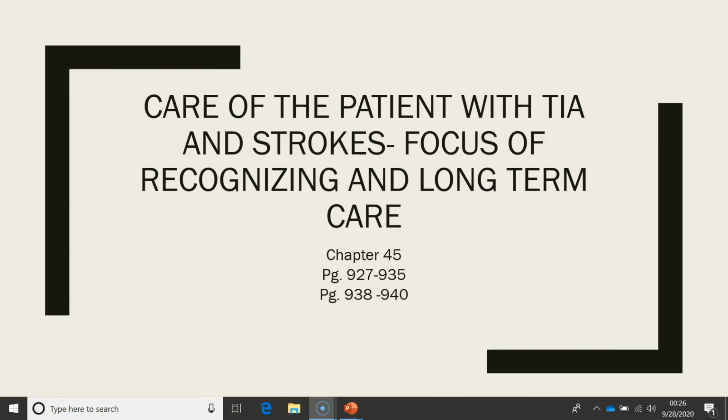Hello, and today we're going to talk about care of the patient with a TIA and strokes. We're going to focus on being able to recognize both a TIA and stroke and the long-term care of patients who have suffered a stroke. We're going to be in chapter 45, but we are only covering pages 927 to 935 and then 938 to 940. The rest of the chapter will be covered in your critical care course, which is 495.